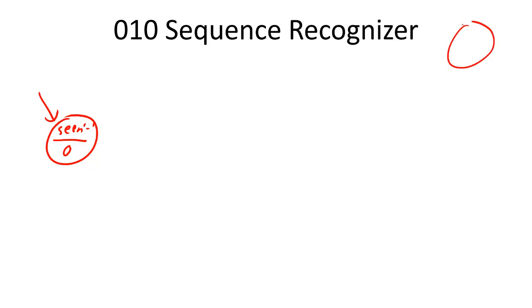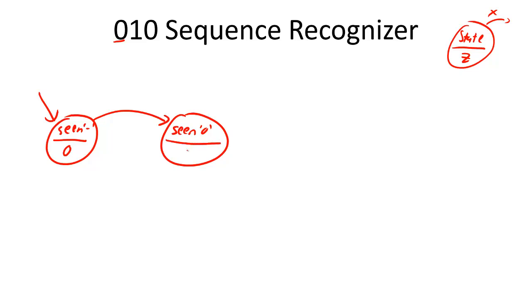And so what we're going to have here is I'm just going to do a quick little key to tell me that that's my state. This is my output Z. And then I'm going to have state transitions that depend on X. If I see a 0, that's the first bit of my sequence. So I'm going to go to a new state called seen 0. And in this state, I have not seen my full sequence.